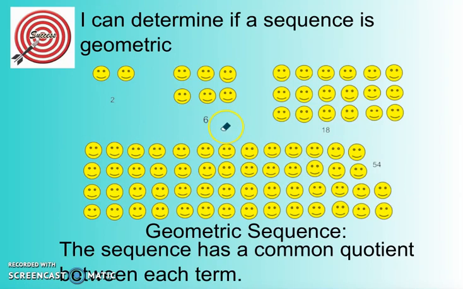Well, in front of us we have groups of smiley faces. In the first group we have 2, then 6, then 18, then 54. I want you to make some observations, like how did we go from one group to another? Like, what is the pattern?